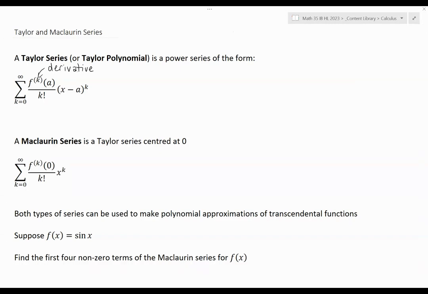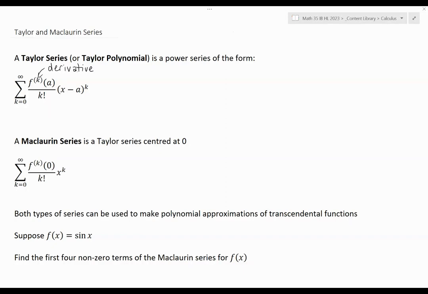So both of these series can be used to make a polynomial approximation to transcendental functions, and very commonly we do this for trig and exponential and logarithmic functions. So let's suppose we start with the function f of x equals sine x. Now if I want to center it at 0, then what I'm going to get is a polynomial approximation to the sine function that is closest around 0. So if I'm wanting to estimate the value of sine 0.6, for example, 0 is a good center. If I'm wanting to estimate the value of sine 3.7, then I probably want to choose a different center.